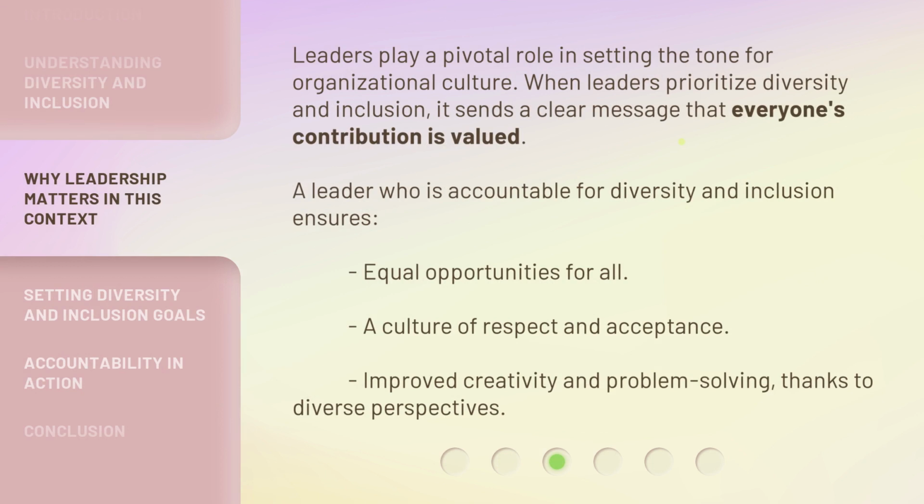Leaders play a pivotal role in setting the tone for organizational culture. When leaders prioritize diversity and inclusion, it sends a clear message that everyone's contribution is valued. A leader who is accountable for diversity and inclusion ensures equal opportunities for all, a culture of respect and acceptance, improved creativity and problem-solving, thanks to diverse perspectives.